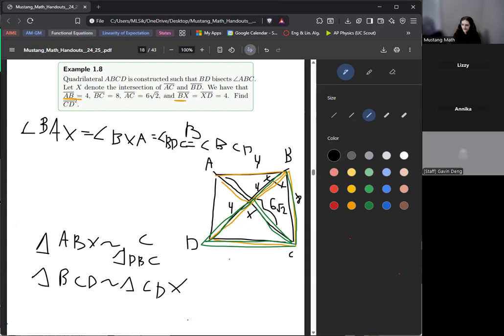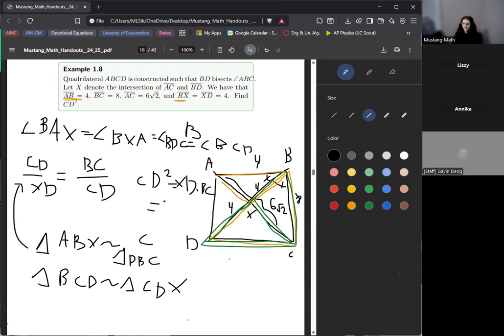Now you can use this to show that these triangles are similar. So now we can write a few side ratios and then use that. Specifically, we know that CD over XD is equal to BC over CD. And this is really good because it includes CD, our unknown. So here we just multiply to get CD squared, which is really nice, equaling XD times BC, which is just 8 times 4, which is 32.